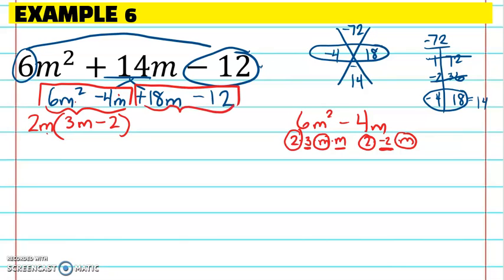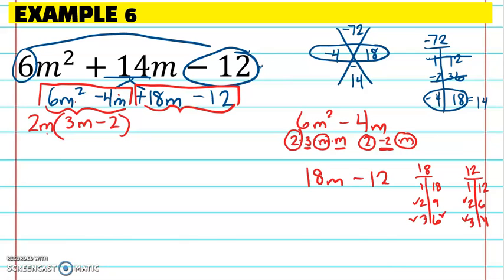Look at the second one. 18m minus 12. If you need to, make your list. Use the calculator to help you out with this part, right? Okay, and we're going to see, hey, they both have 2, they both have 3, they both have 6. 6 is the biggest one, so that's what we're going to use. So 6 times 3 times m is 18m. 6 times negative 2 is negative 12.